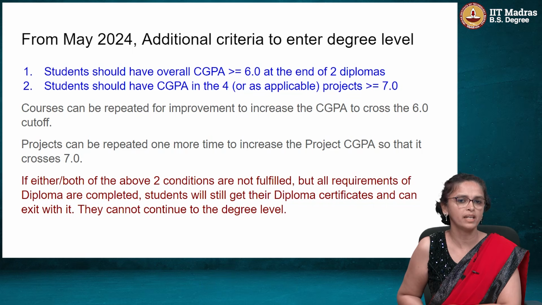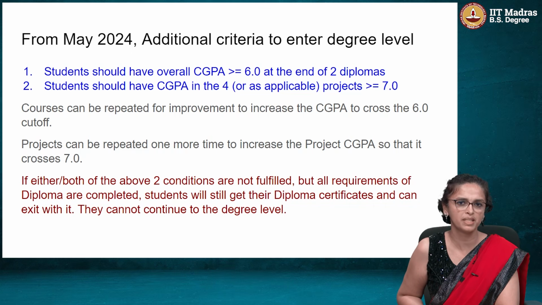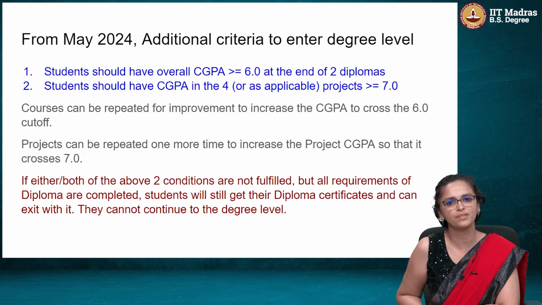In case you are planning to quit the program with diploma certificates, even if you have a CGPA at the end of 2 diplomas which is less than 6 or project CGPA of less than 7, we will award the diploma certificates to you. That is not a problem, you will get it from us, you will get the original diploma certificates also. The only condition is you will not be permitted to enter the degree level if these 2 conditions are not satisfied. That is what is given here, that you will get your original diploma certificates even if the criteria is not satisfied, but you won't be permitted to enter the degree level.